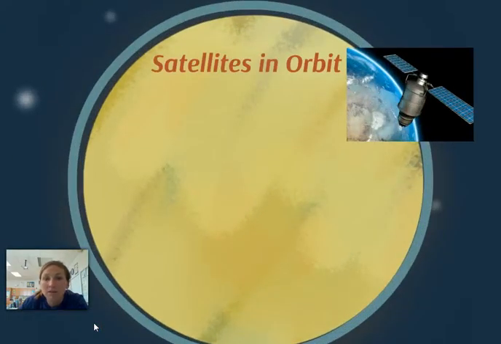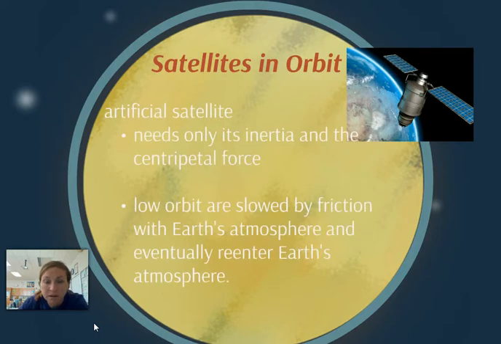Now, satellites are something where we use the gravitational forces as a benefit for us. And artificial satellites need only their inertia and centripetal force to keep them in space. And this is a picture of an artificial satellite right here. Low orbiting satellites are slowed by the friction of the Earth's atmosphere and will eventually re-enter Earth's atmosphere at some point.